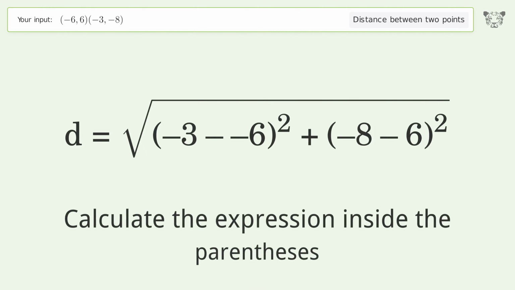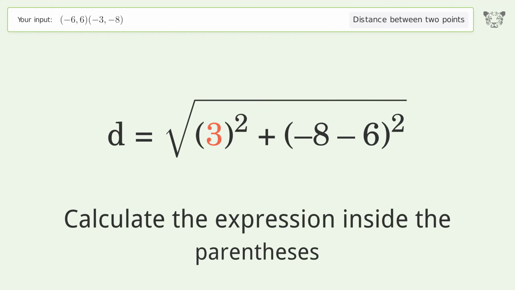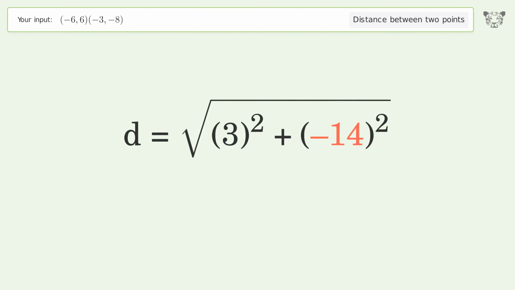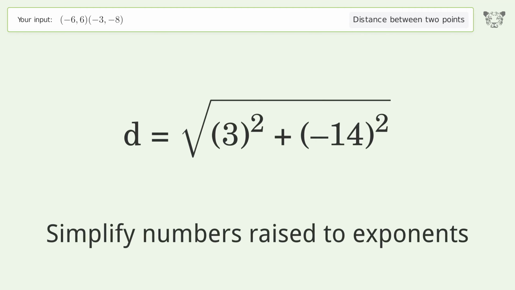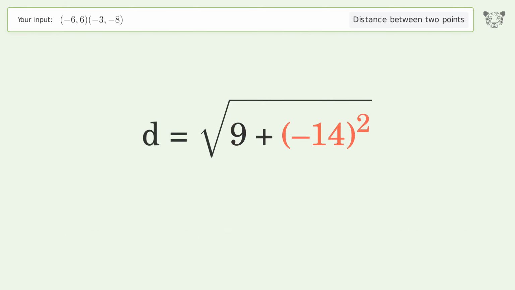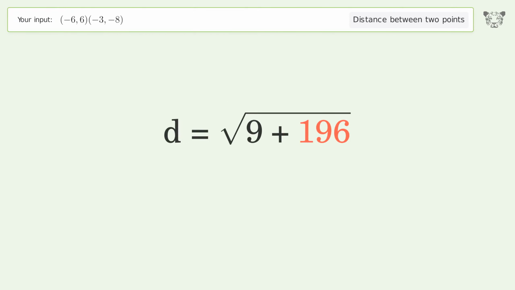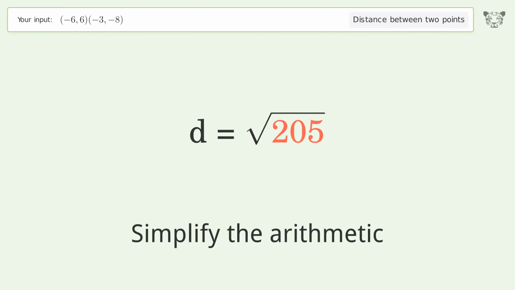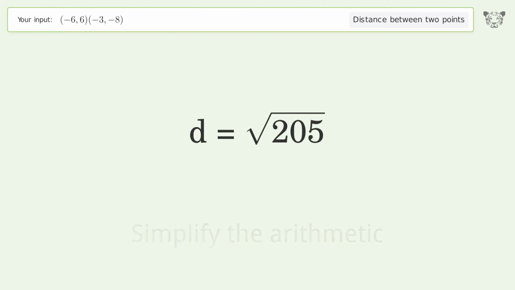Calculate the expression inside the parentheses. Simplify numbers raised to exponents. Simplify the arithmetic. And so the distance between the 2 points is the square root of 205, or 14.318.